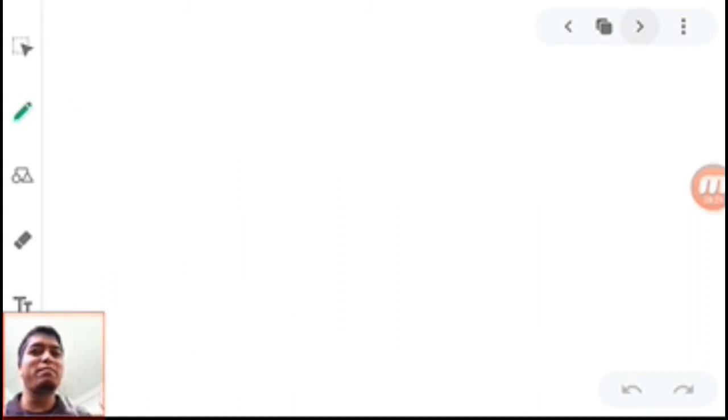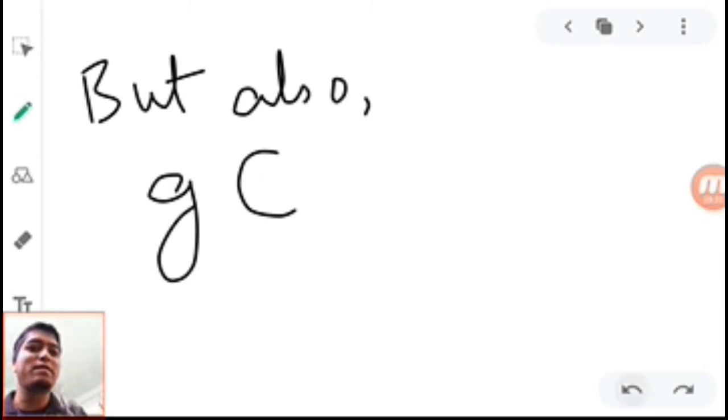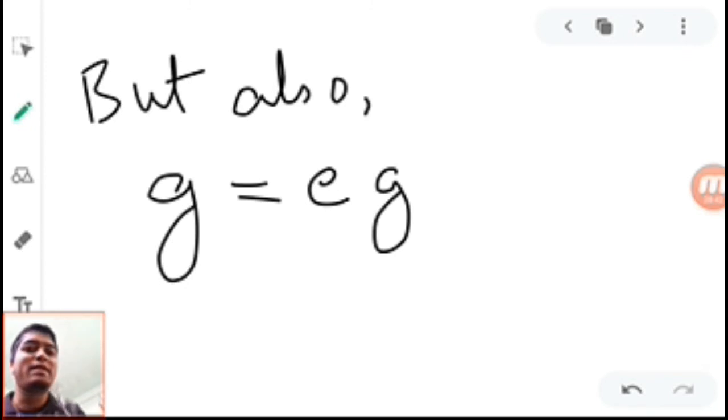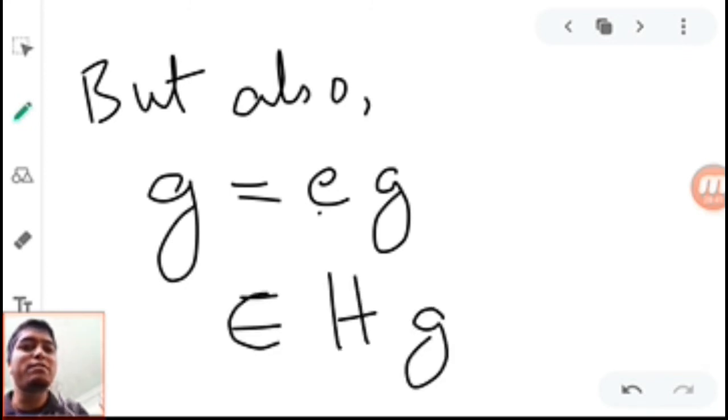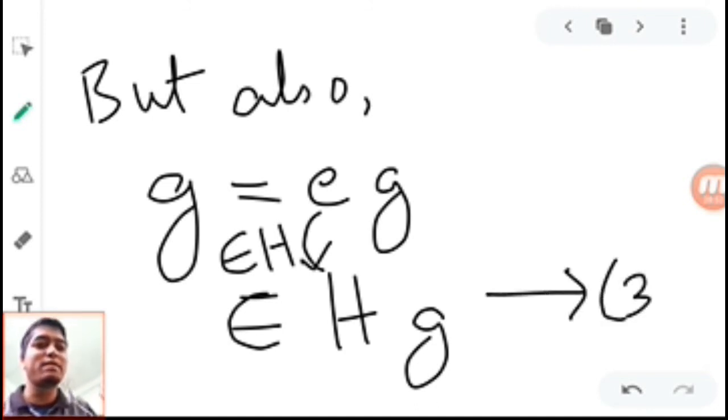But also g belongs to G. It can be written in this way, it can be written as eg, sorry, e small g. This clearly belongs to Hg. It belongs to Hg since e belongs to H. Since e belongs to H, so g belongs to Hg. Name this one as equation 3.